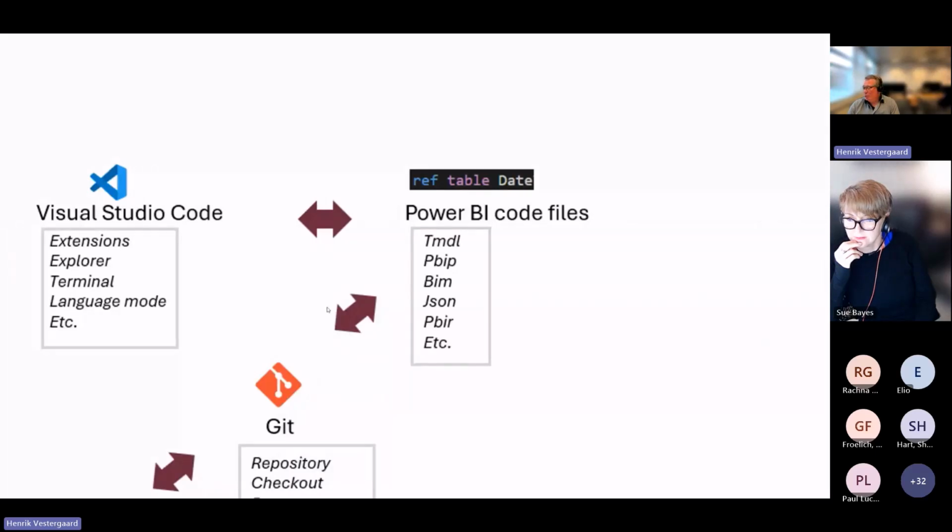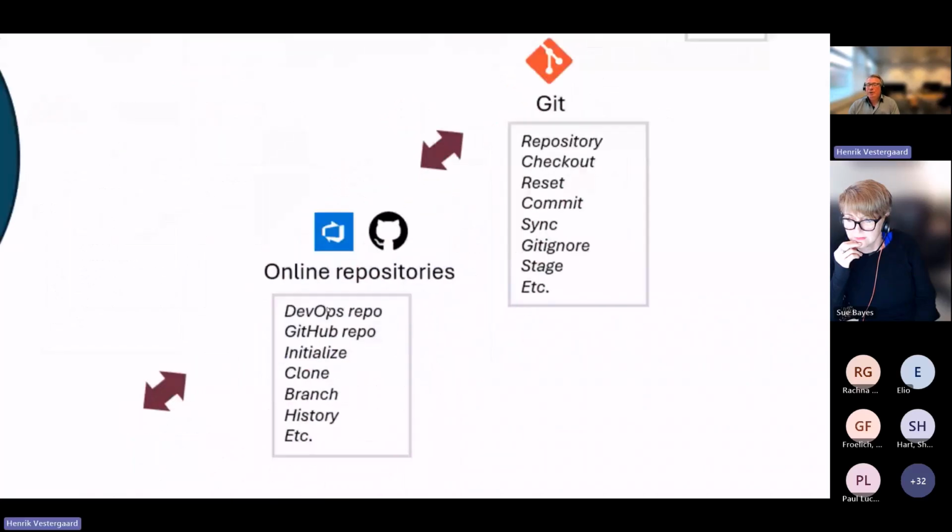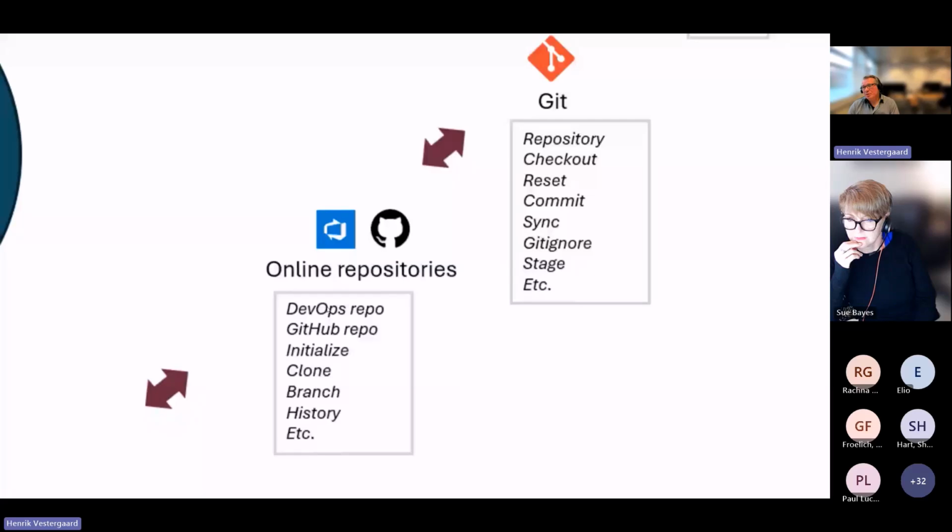Yes, some of you have never worked with anything other than Power BI reports, and some of you have worked with code. But if you haven't seen that, you are going to learn new extensions like TMDL, PBIP, BIM, JSON, PBIR, etc. You'll get into the Git terminology of repository checkouts, resets, and so forth. And online repositories, also new terms like DevOps repositories, GitHub repositories, initialize, clone, and so forth.